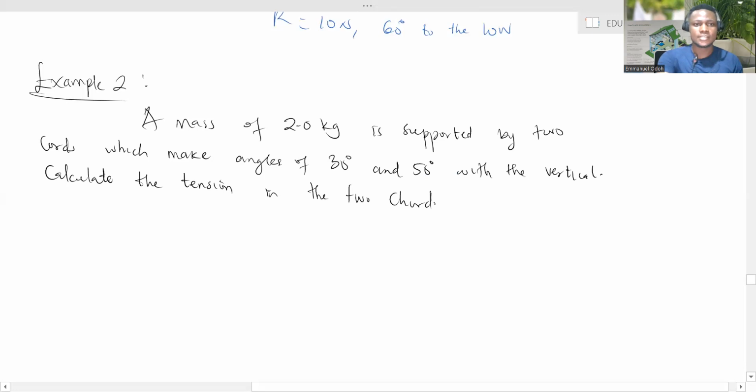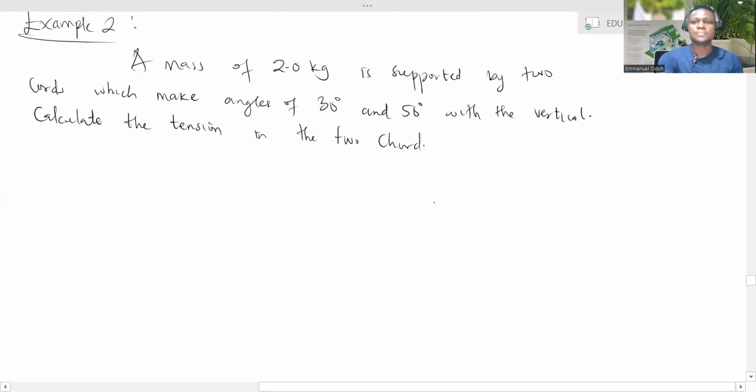Okay, so let's take a look at this problem. A mass of 2 kg is supported by 2 cords which make angles of 30 degrees and 50 degrees with the vertical. Calculate the tension in the 2 cords. How do we resolve this? First of all, I advise students to draw the first diagram. It will make work very easy for you, and I will guide you on how to draw it.